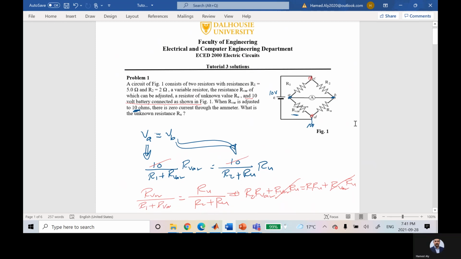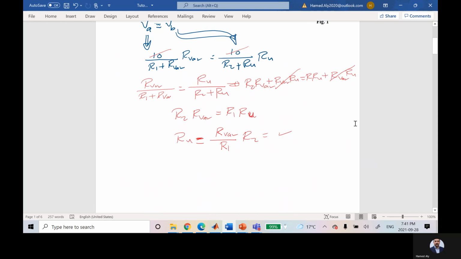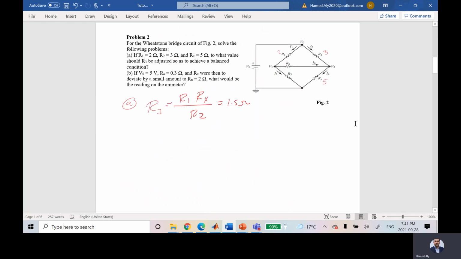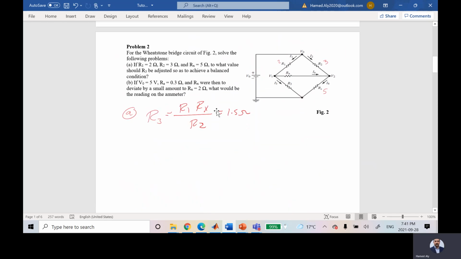Excuse me. For question number 2, the answer will be R1 times Rx divided by R2. We have R1 is 2 times Rx, which is 5, divided by 3. It is what it is. You will substitute the values. So you will have R1. Oh, this guy. Yes, this guy should be.